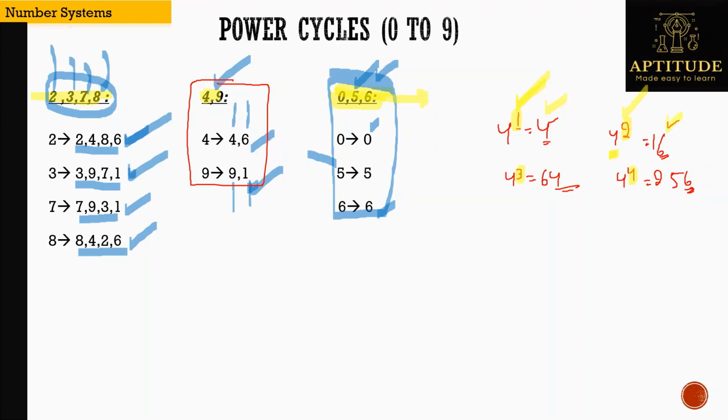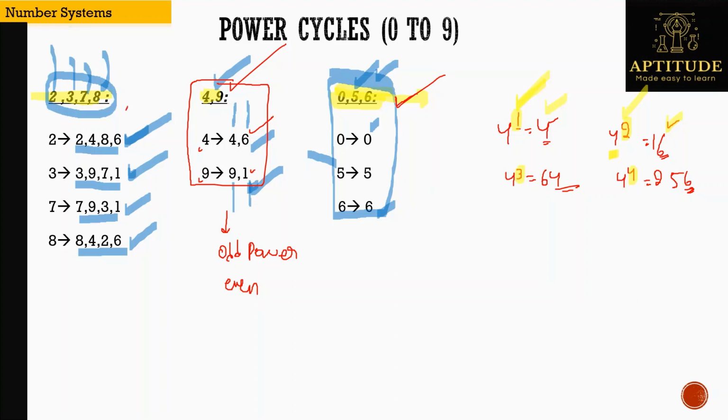The same logic applies for 9 also. Which means if the power is an odd number, it ends with the first digit in the power cycle, that is 4 or else 9. If I have an even power, it ends with the second number, that is either 6 or else 1. So now we are clear up to these four or five values: the power cycle of 0, 5, 6, and how to use the power cycle of 4 and 9.